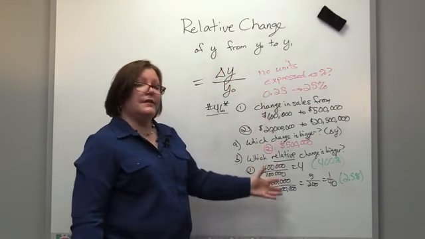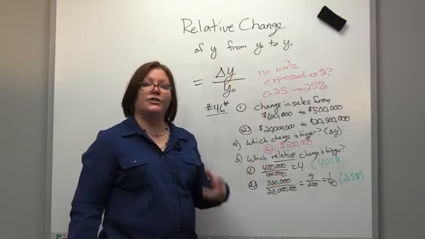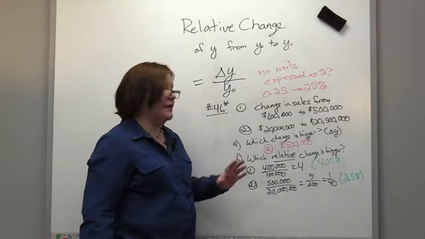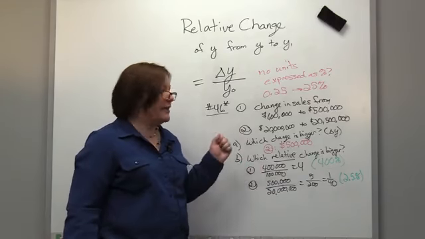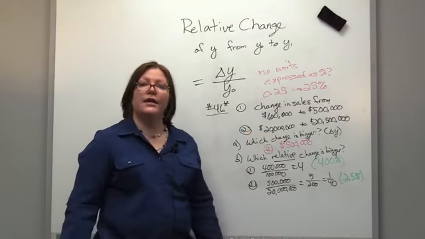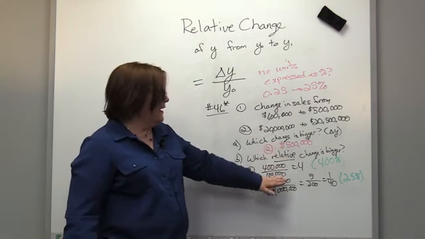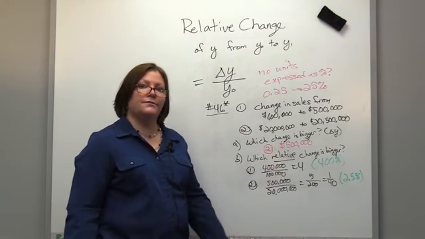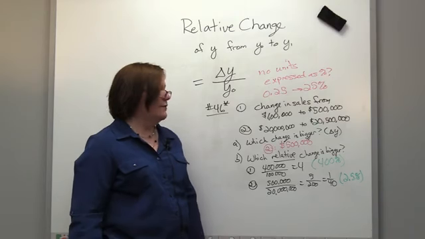Again, different measurements of change can help tell different stories. So average rate of change and relative change can all be used to express what is going on with the situation.